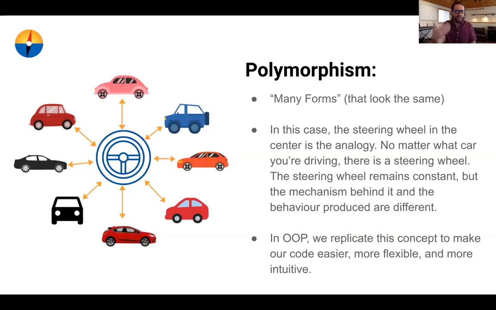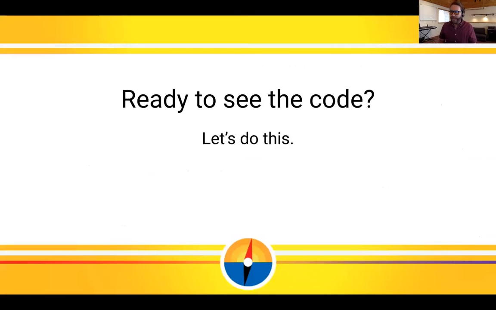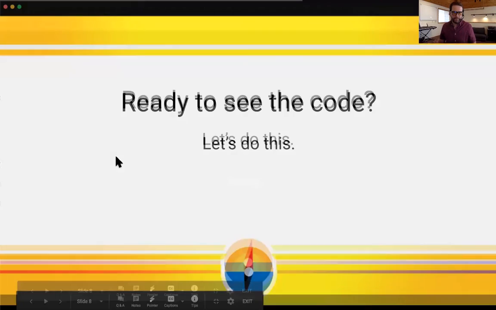Also, the details of what's happening behind the scenes, the actual mechanism for how the tractor's turning right versus how the jet's turning right versus how the go-kart's turning right, those details being hidden from the end user is what we call abstraction. So let's jump in and actually look at some code here, yeah? Just let me switch over.